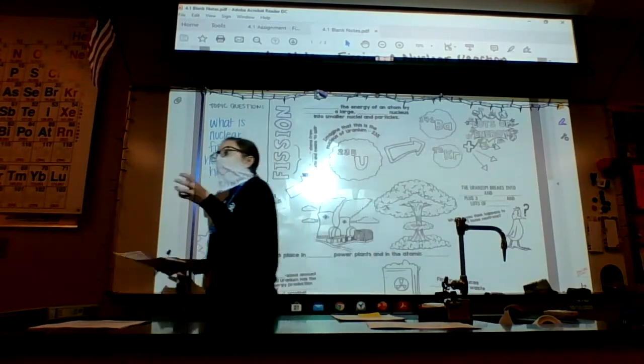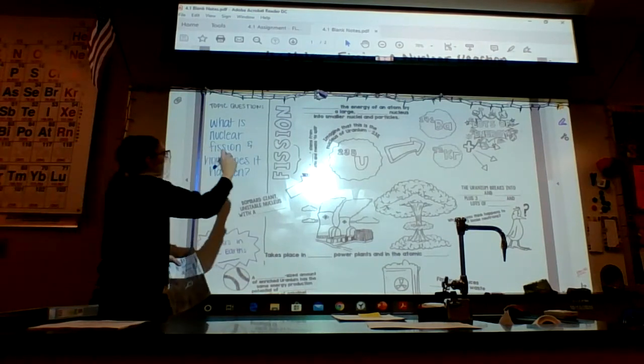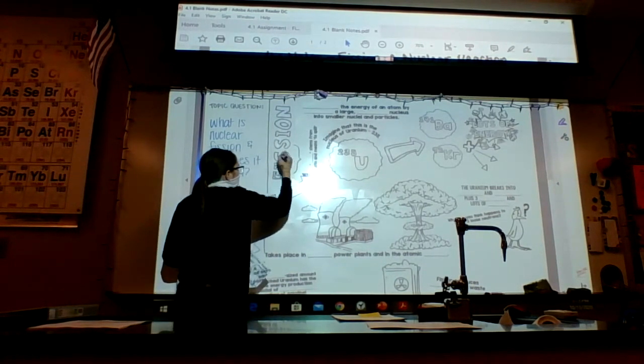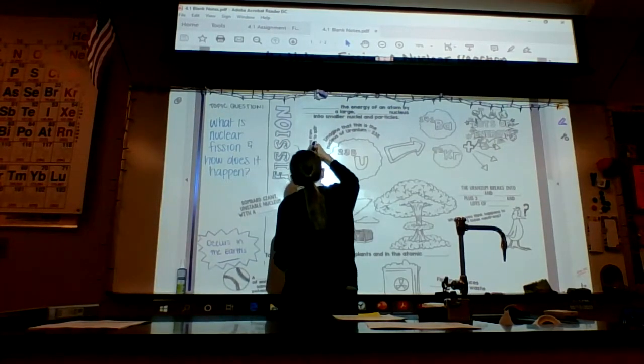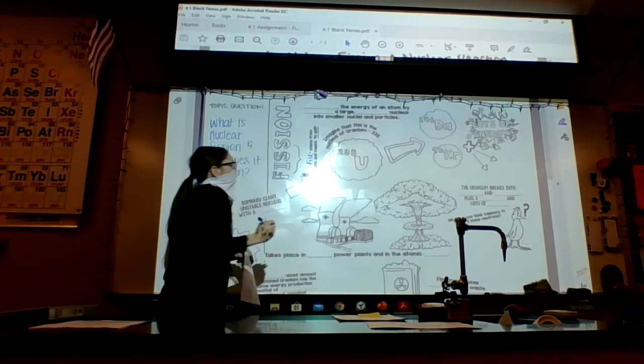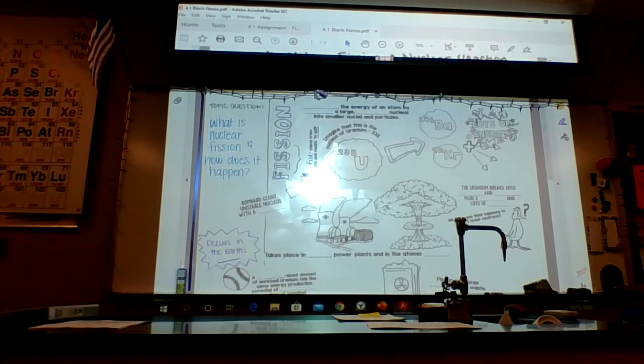Okay, some background knowledge of the word fission. The first part of it, the fiss that we see, comes from Latin and it means to split. So that tells us that fission splits something. Fiss means split. So whenever we talk about fission, we're going to talk about splitting something.